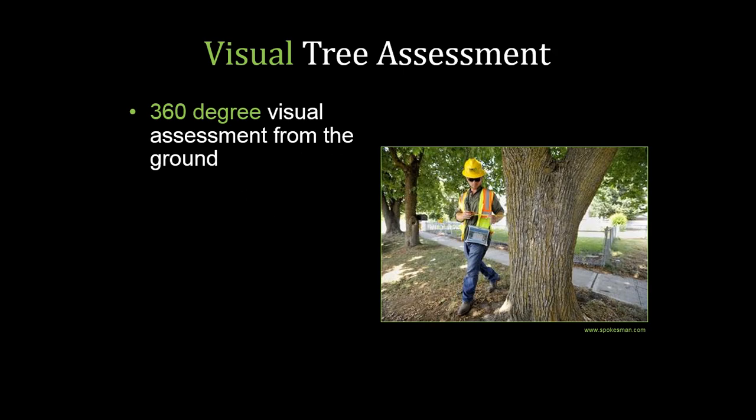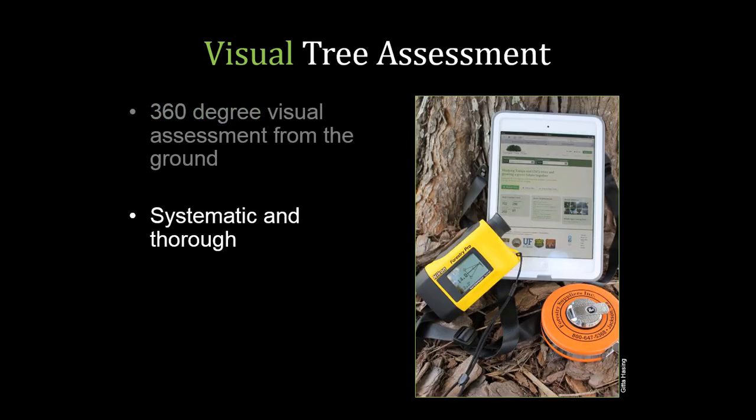The tree inspection process. When you're doing a visual tree assessment, it's a 360-degree visual assessment from the ground. This is what we call a basic assessment in our industry standards, and this is the most common way to assess a tree for commercial arborists working on private properties. It's systematic and thorough. You can use basic forestry hand tools to gauge the size and the extent of defects.